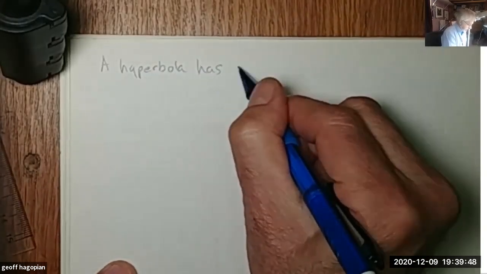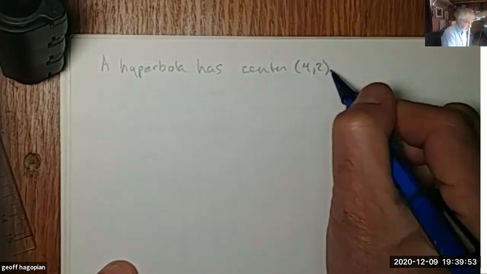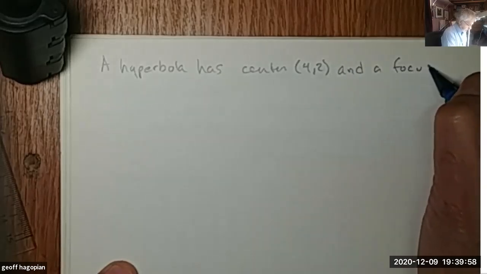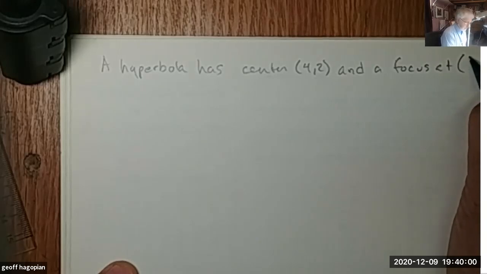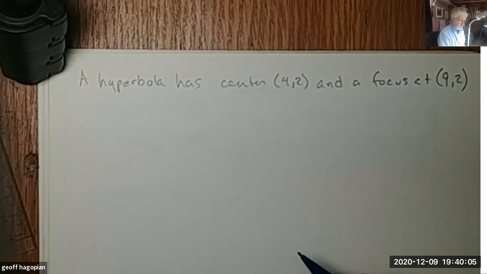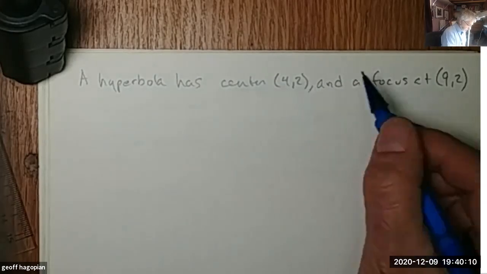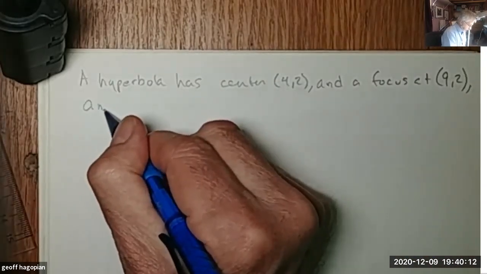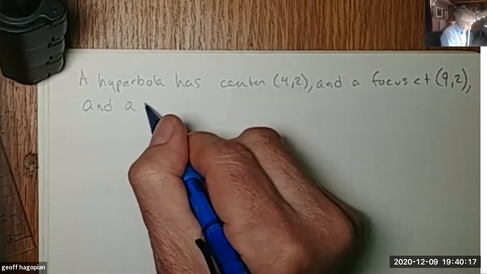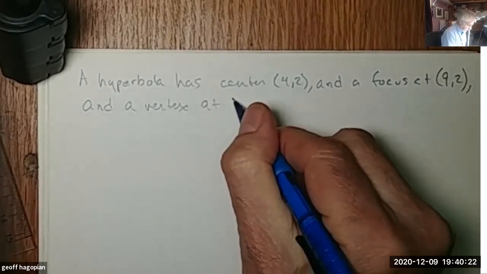Has center 4, 2 and a focus at 9, 2. And what else? A running on sentence here. A vertex at 0, 2.